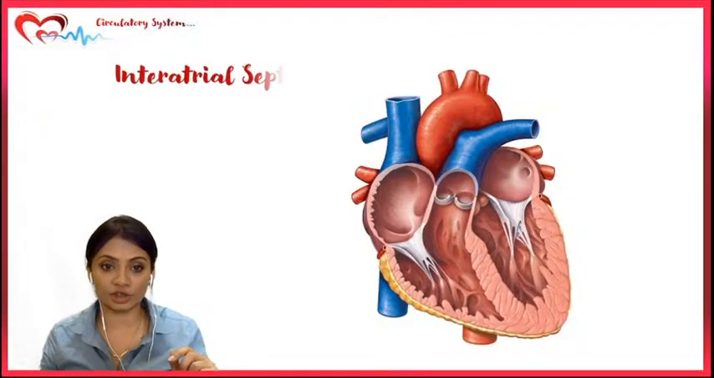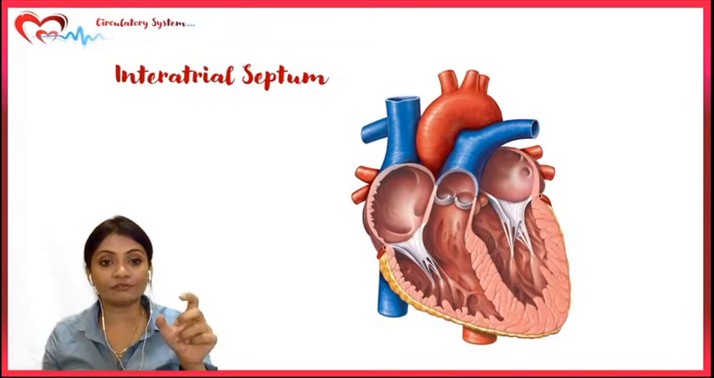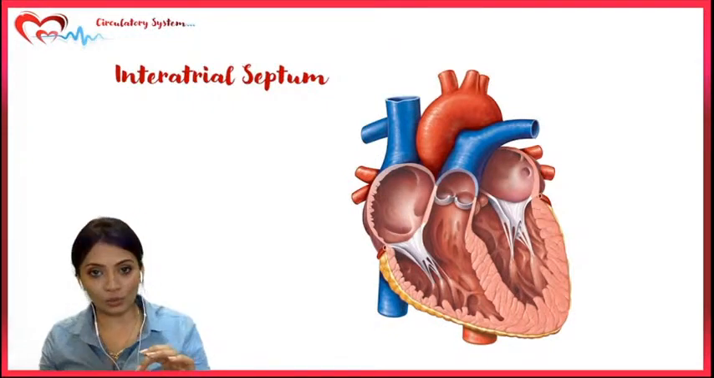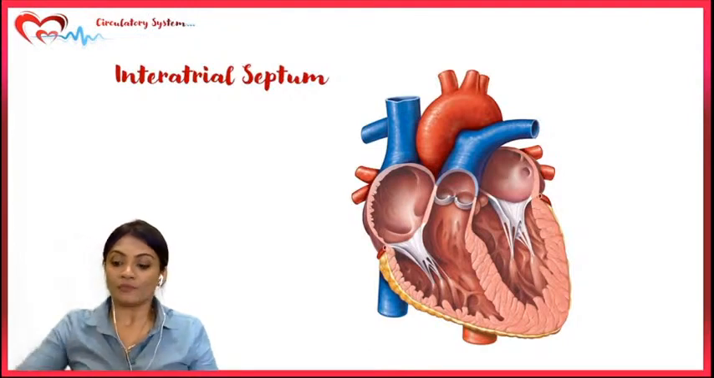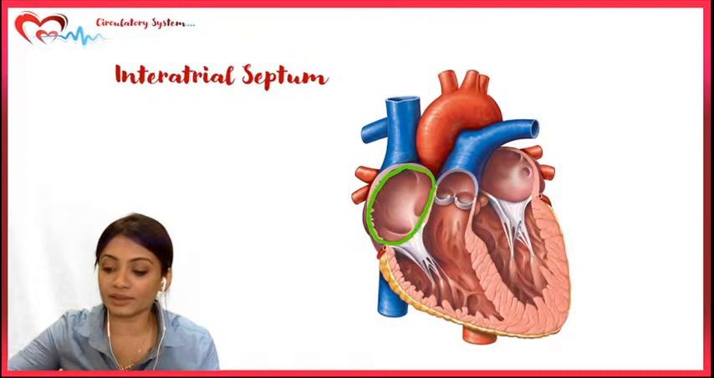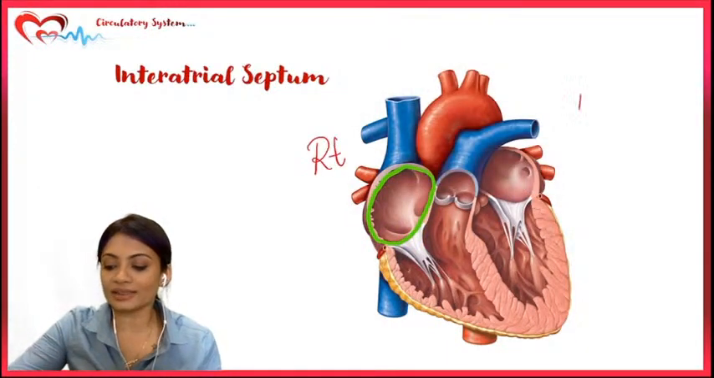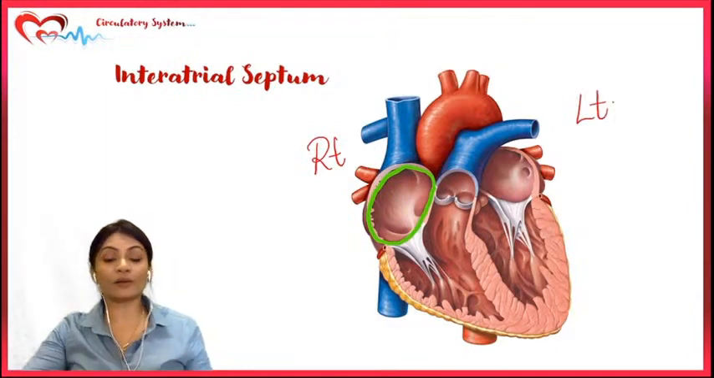Let's begin with the first part. First I told you that both the atria are divided by an interatrial septum. Also, one thing to be seen here is that this is the right atrium. Please remember the sides of the heart. This side is the right side and this side of the heart is the left side. All right, why is that?